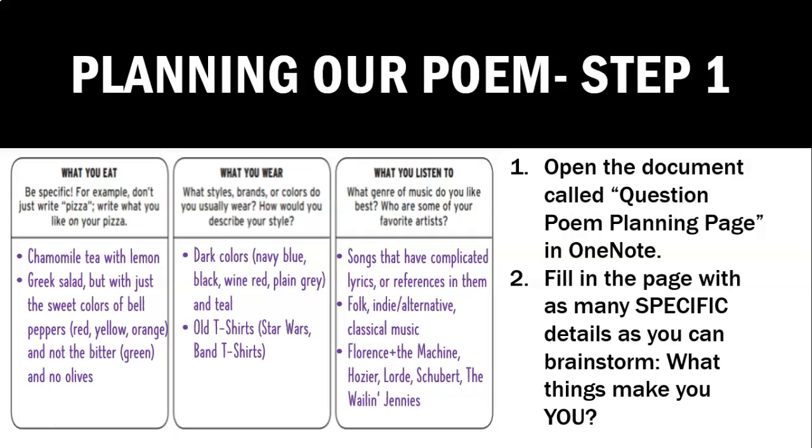One of my favorite dinners to eat that's really easy to make is Greek salad, but I don't like the bitter tasting bell peppers, so I'll only put in the sweet colors of bell pepper, the red, the yellow, and the orange. And I won't put in the olives because I hate olives, and that's different from most Greek salad because most Greek salad has olives.